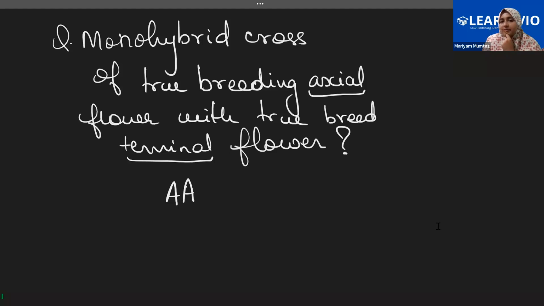And then what is the genotype of the true breeding terminal flower? Small t, small t. No. Remember, as I told you, to not complicate the process, for the genotype of the recessive one, you should take the small letter of what you've already taken. For example, you took capital A for axial. Now for terminal, you do not have to take T. Take small a, small a. This is one mistake you shouldn't make, because later on it will get very confusing. So that is why you take capital A for true breeding dominant and small a for true breeding recessive.